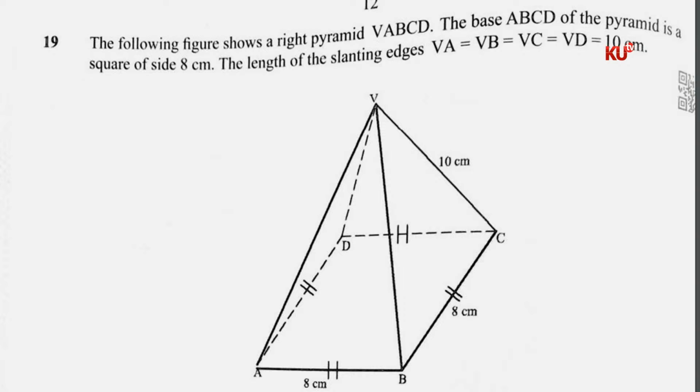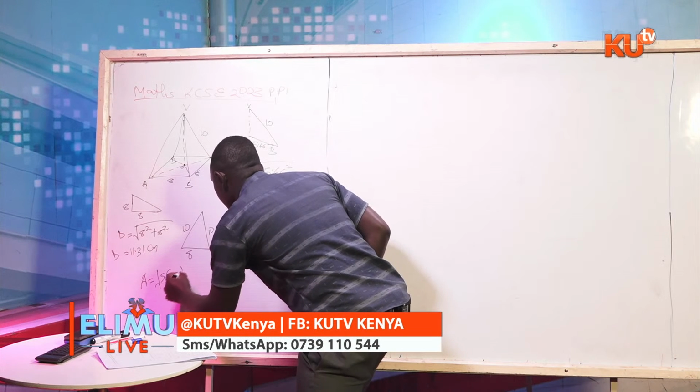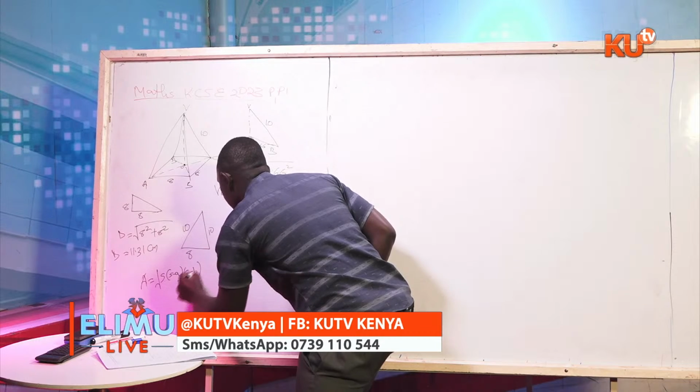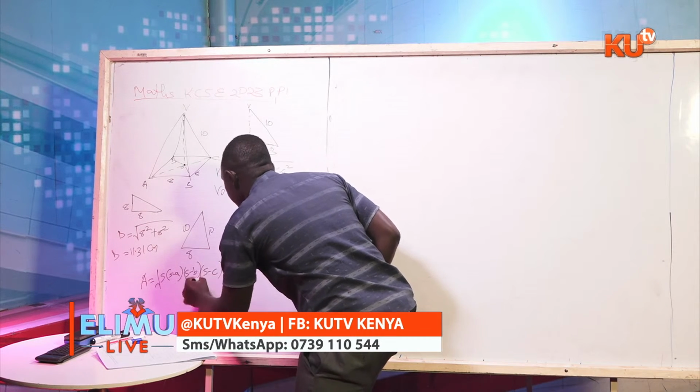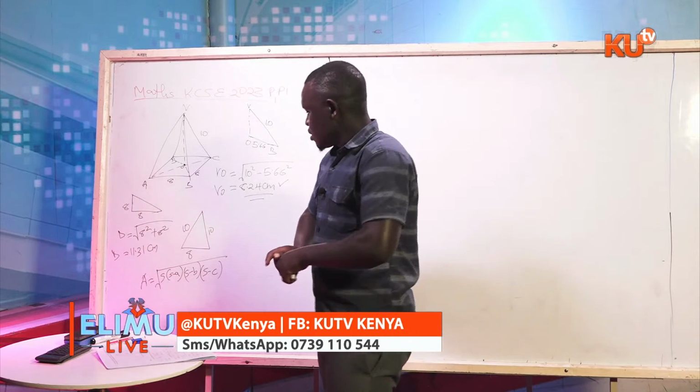When you look at the triangle, we have this triangle. This is 8, this is 10, this is 10. Now, this is an isosceles triangle. We can get its area. Remember that. How do you get an area given all the three sides? You will apply what is called Heron's formula. Area is given by the square root of S into S minus A, S minus B, S minus C. That is Heron's formula in Form 2.